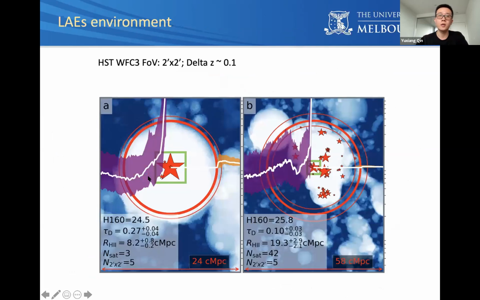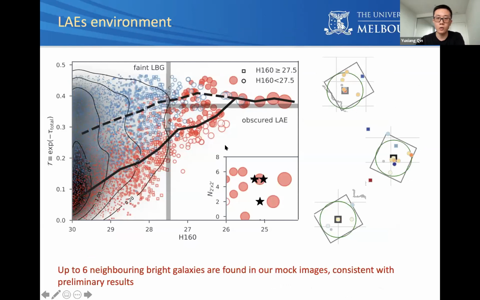We also did some mock images. Basically, we use a field of view similar to the Hubble image, and then we count the number of galaxies within the field of view. In this small area, I'm plotting the number of satellite galaxies that we found in the mock image as a function of the UV luminosity for all the bright galaxies. The plot on the right shows you the preliminary results from the real images. We can find up to 6 neighboring bright galaxies near these transparent Lyman alpha emitters, which is also consistent with the preliminary results from the observational campaign.